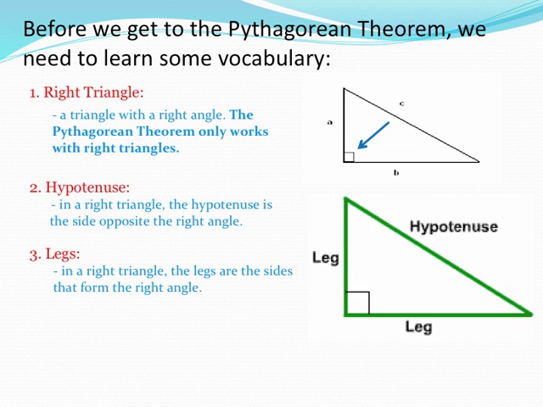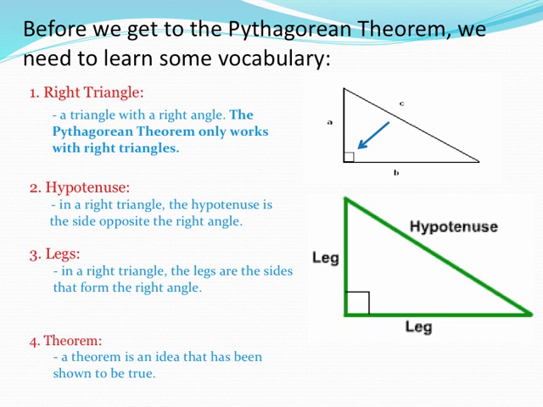Next, the hypotenuse. The hypotenuse is the side that is opposite from the right angle. And the hypotenuse is always the longest side of our triangle. Sometimes we think of it as the slanty side. In a right triangle, the legs are the sides that come together to form that right angle. It doesn't particularly matter which leg is which. Just know that the legs are the two sides of the triangle that come together to form a right angle.